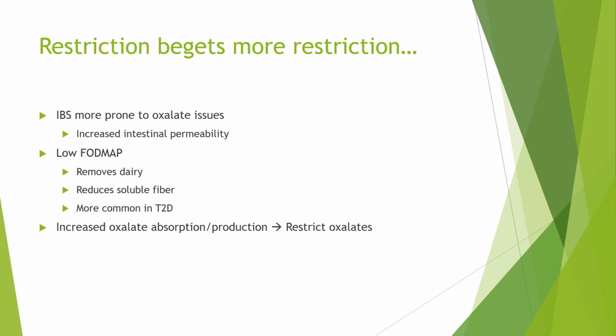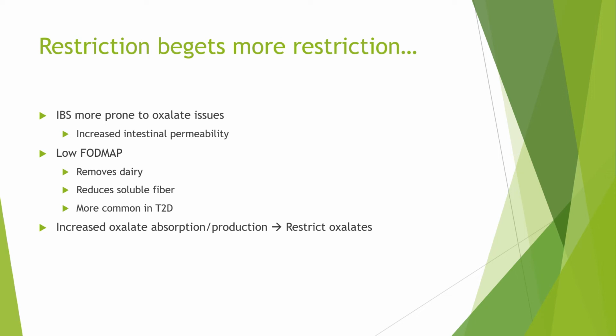We can also look at people with irritable bowel syndrome. People with irritable bowel syndrome are more prone to oxalate issues. Sometimes in IBS studies, we see increased intestinal permeability. Sometimes we don't. So we can assume that these people have digestive problems. They have IBS. So there's the potential for increased intestinal permeability, which is going to increase their oxalate absorption.